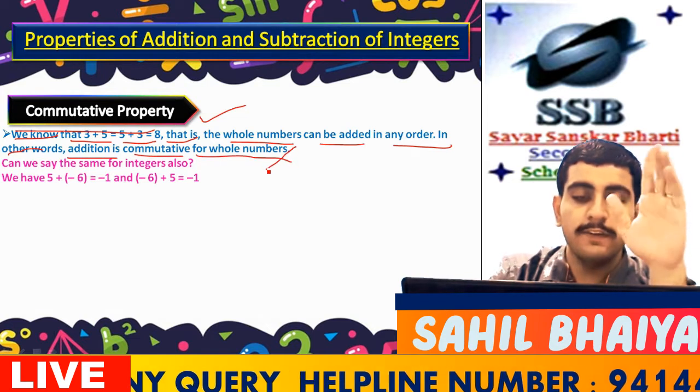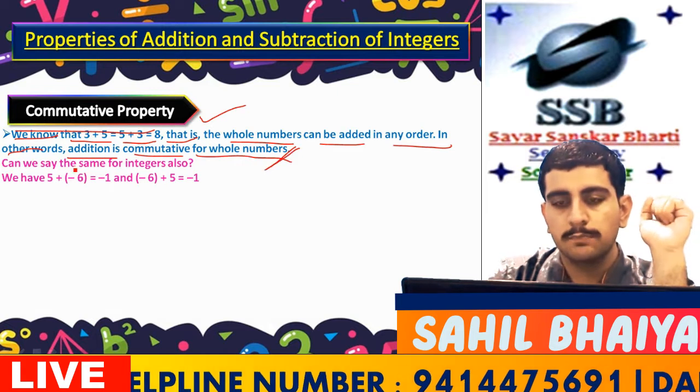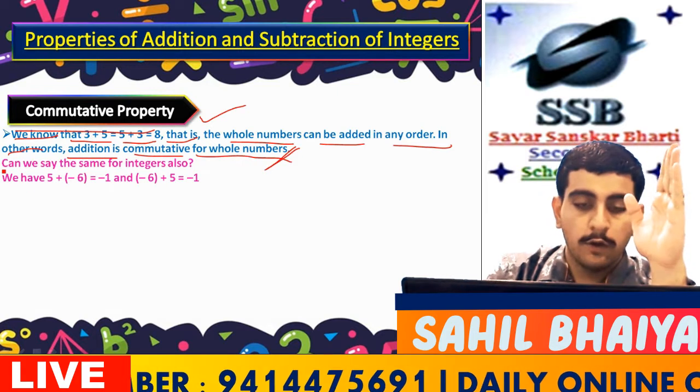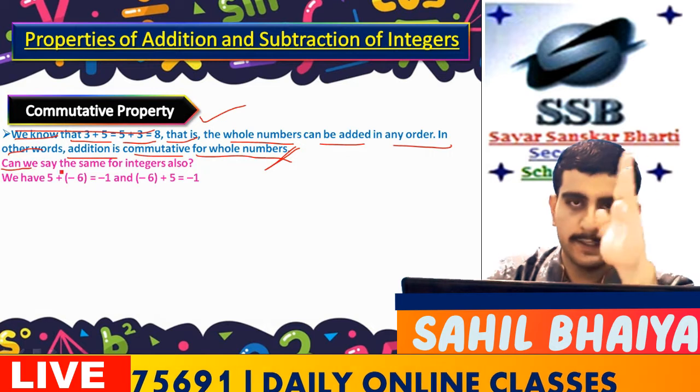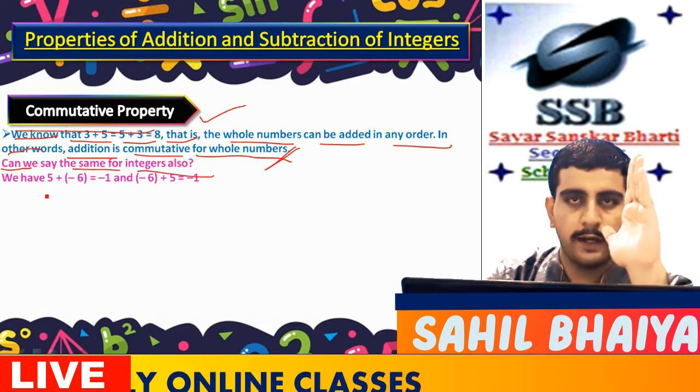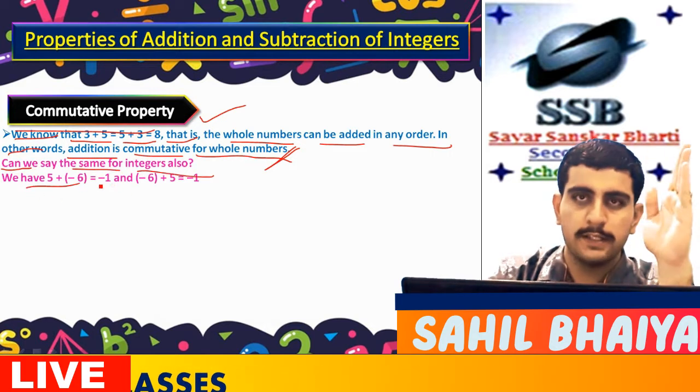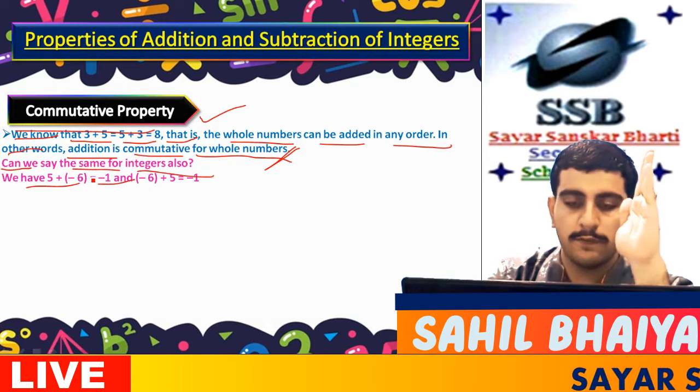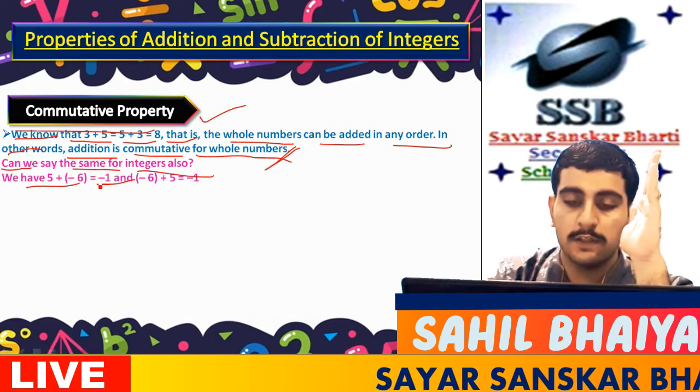Now, can we say the same for integers also? Let's check it. We have 5 plus minus 6 equal to minus 1, and then we reverse the order. First we write minus 6 and then we write 5. Now minus 6 plus 5 equal to again minus 1. The answer is the same.